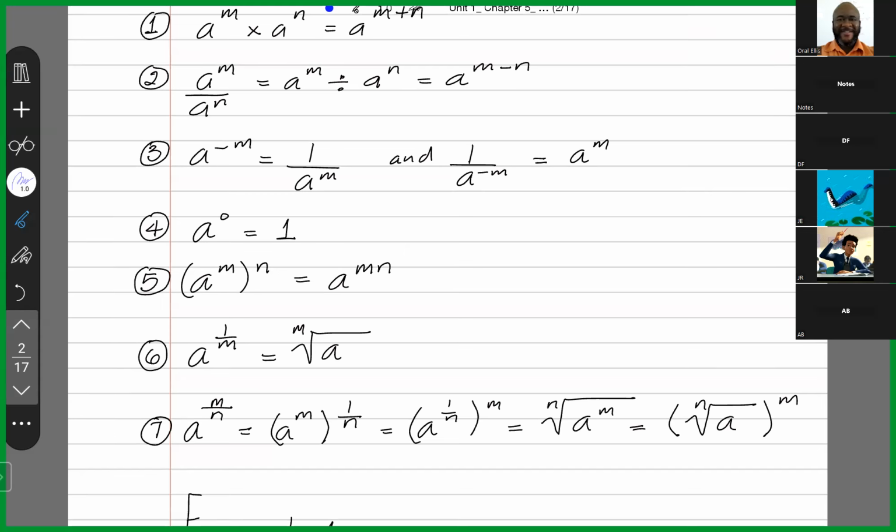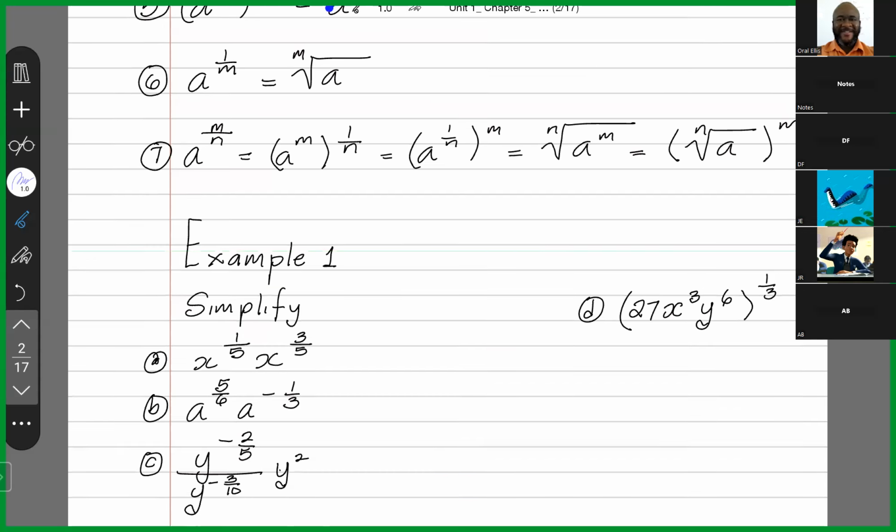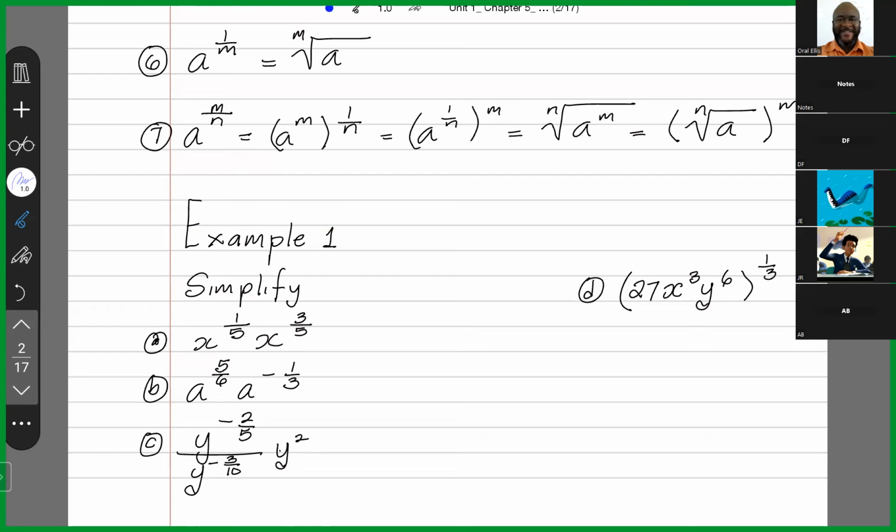All right, let's have a go at example 1. This is example 1. Please have a go at it. Let me give you a couple of minutes to attempt it, and then afterwards I will come back and do the questions.